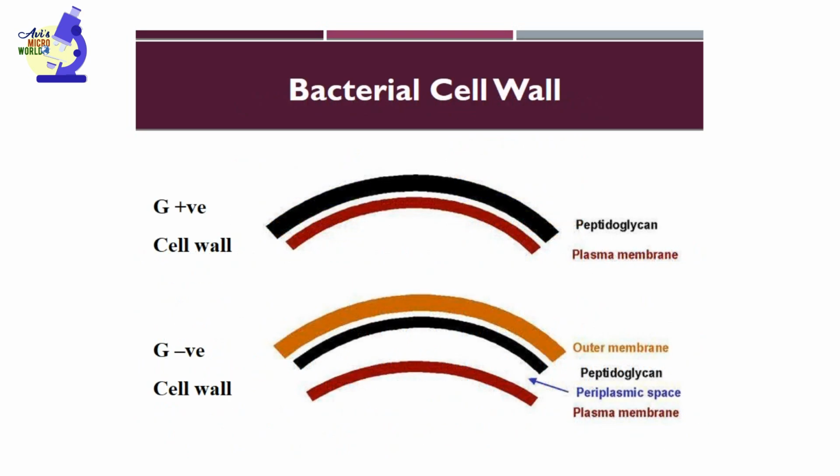Let us locate where the peptidoglycan is present in both the cell walls. Here you can see in the gram-positive cell wall, the peptidoglycan is present above the plasma membrane. Whereas in gram-negative bacteria, you see the plasma membrane is below, and above that there is the periplasmic space, and above that there is the peptidoglycan which is below the outer membrane.